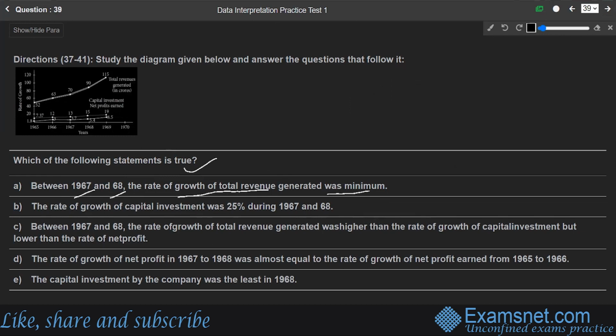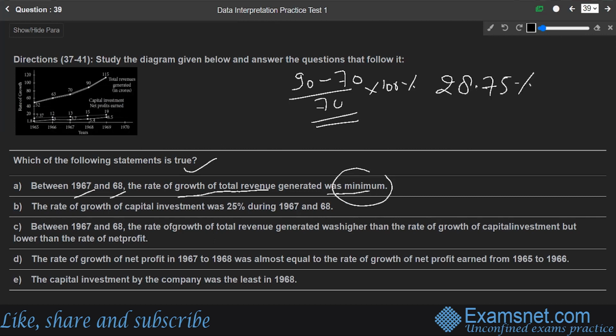They say the rate of growth of total revenue generated was minimum. But in the first question itself we have found out that the rate of total revenue generated was maximum between 67 and 68. That was 90 minus 70 over 70 into 100. We found out that this particular rate of growth was maximum. So how can it be minimum? So the first statement is false.